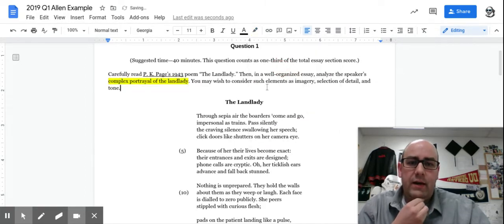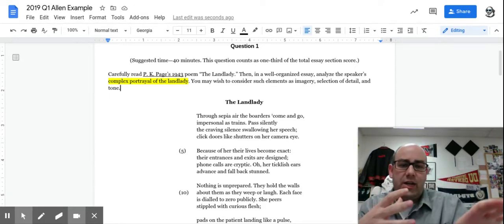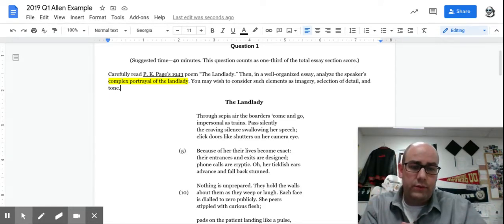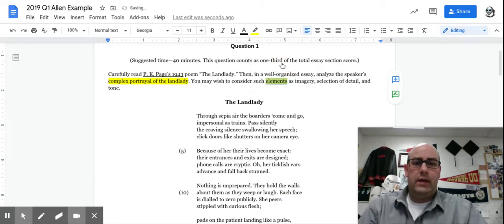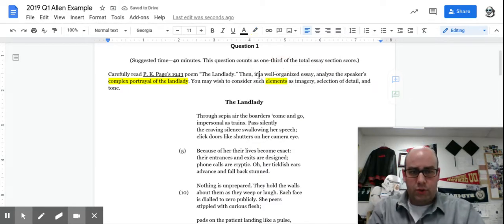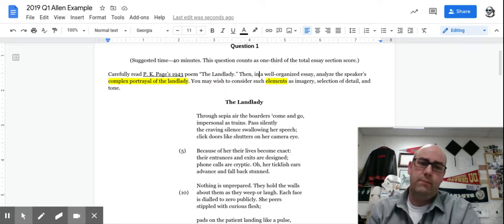And then the other thing is they don't really put it in here, but they're suggesting to you that you should use literary elements. So instead of how they normally do it, they say, how does the author use literary elements to help us understand the complex portrayal of the landlady? They put it in as the second sentence. You may wish to consider such elements as.